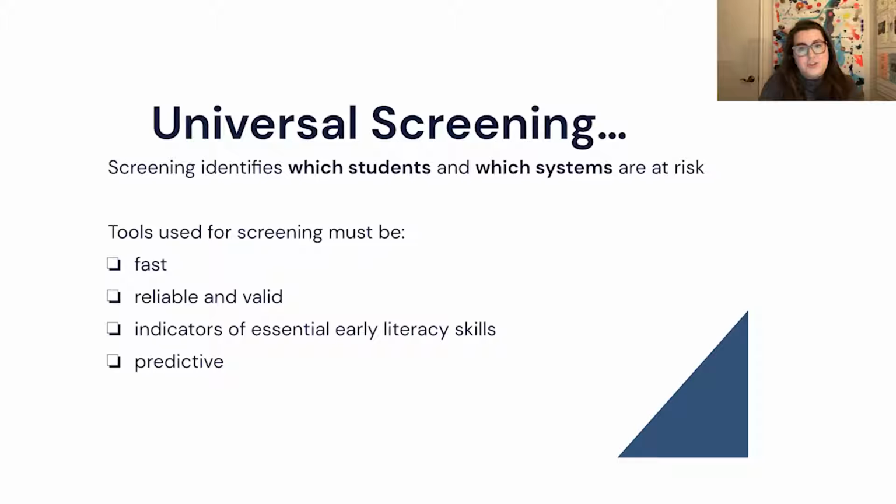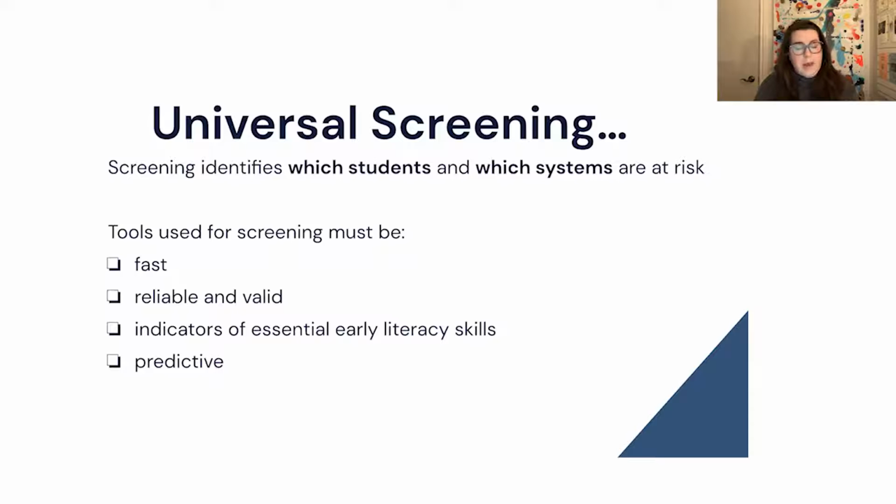Finally, we need to make sure that our universal screening tools are predictive. We can't wait for students to start to struggle. We know that all too well, that it is so difficult to intervene when a child is much older and is experiencing a reading difficulty. We know that universal screening allows us to quickly identify who is at risk and which systems are at risk when students are quite young, potentially even before they've been formally taught to read.